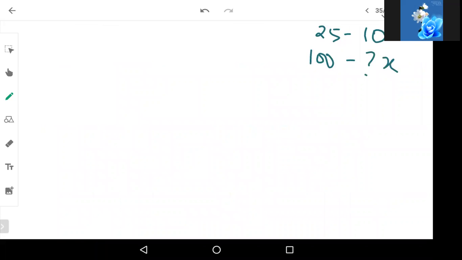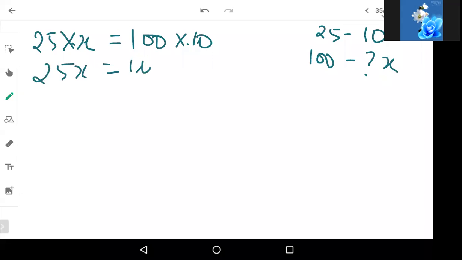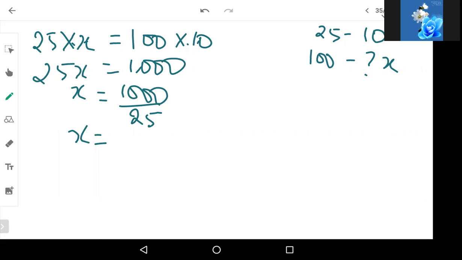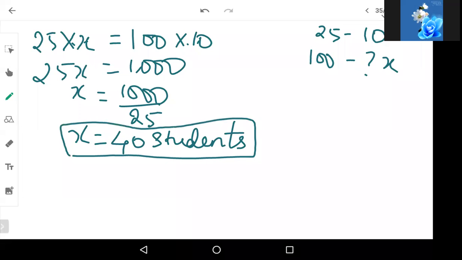Do the cross multiplication. So 25 into X is equal to 100 into 10. So 25x is equal to 1000. X is equal to 1000 by 25. So x is equal to how much? 1000 by 25, what do you get? You get 40 students. So there are totally 40 students in the college. Correct? There are totally 40 students in the college.